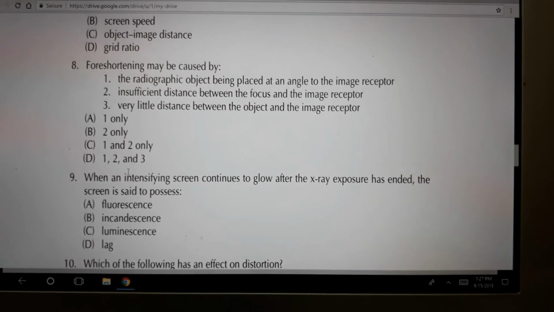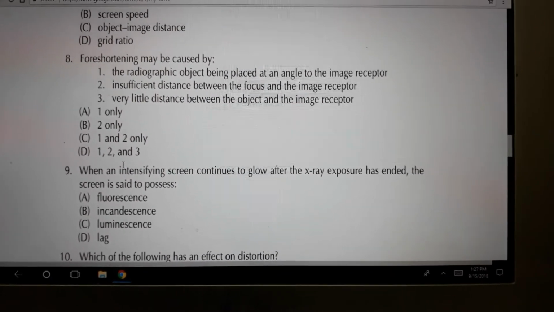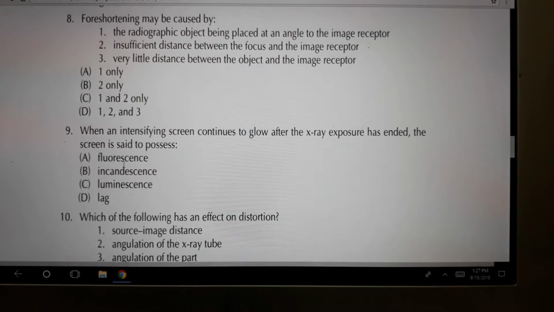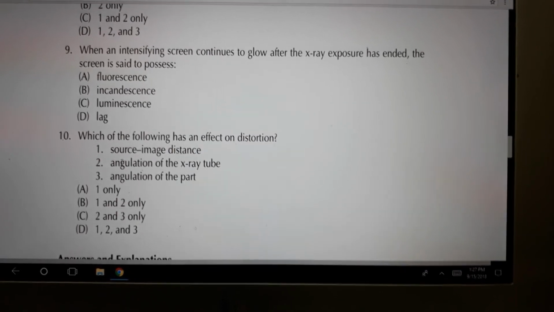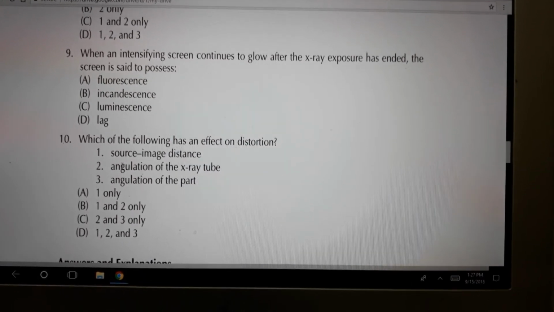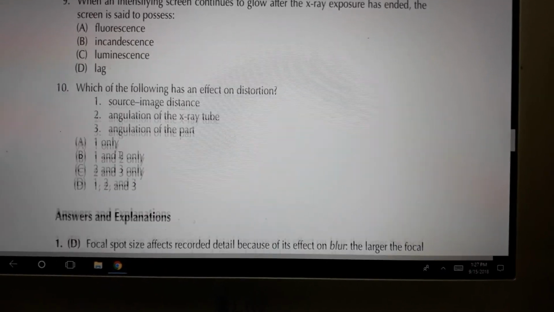When the intensifying screen continues to emit light after exposure has ended, this is said to be screen lag. Which of the following has an effect on distortion? Source-to-image distance, angulation, and the angulation of the part. All three. The answer is D.